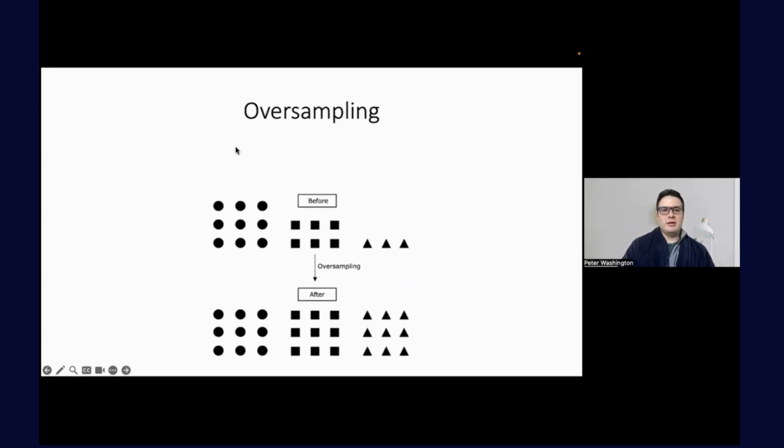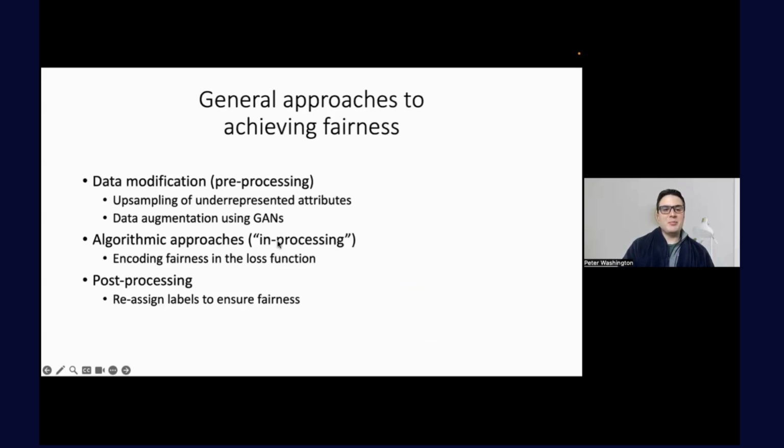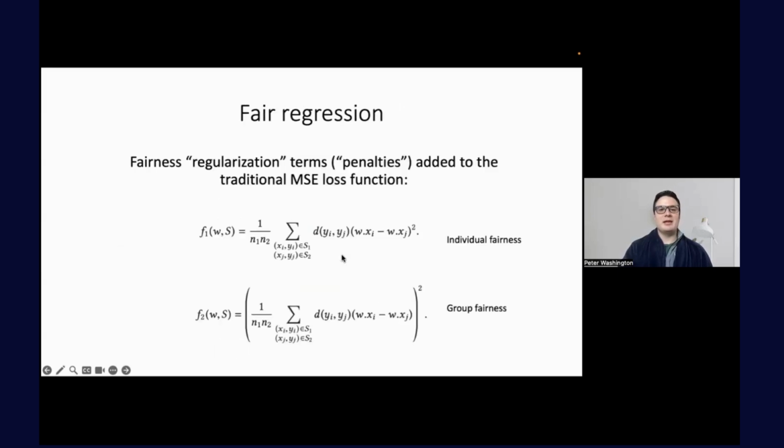So for time, I'm going to skip the in processing, but now let's go to the post. Oh, sorry. I'm going to skip post processing, but let's go to in processing. And so this is the last technique I'll talk about today. So one thing we can do is change our loss function when we're optimizing our model.